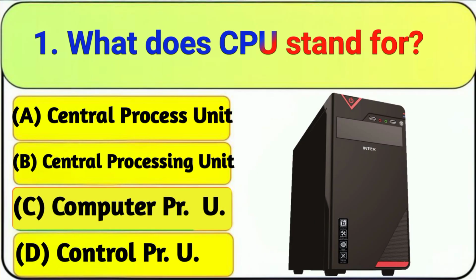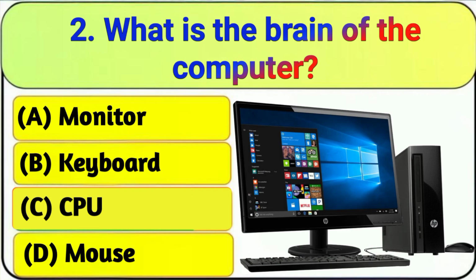Question number 1. What does CPU stand for? A. Central Process Unit. B. Central Processing Unit. C. Computer Processing Unit. D. Control Processing Unit. Your right answer is B. Central Processing Unit.